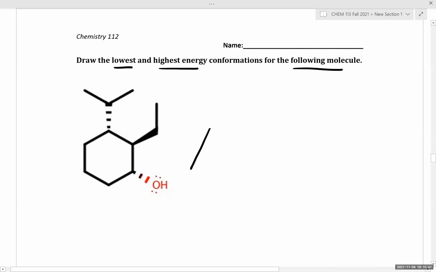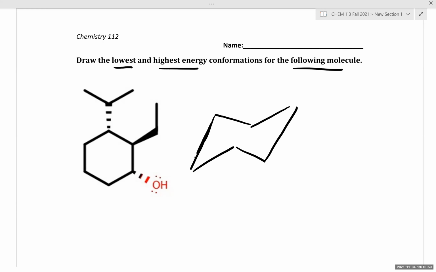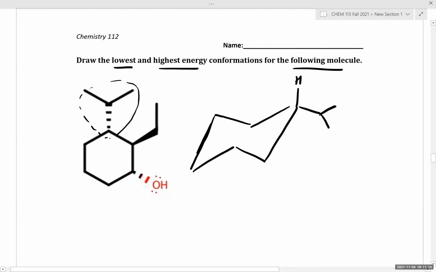Looking at our chair conformation, I'm just going to draw one of my chair conformations, because there are only two possible chair conformations. One of them will be the highest, one of them will be the lowest energy. In this case, the isopropyl is dashed, so the isopropyl is going to be pointing down in the equatorial position.